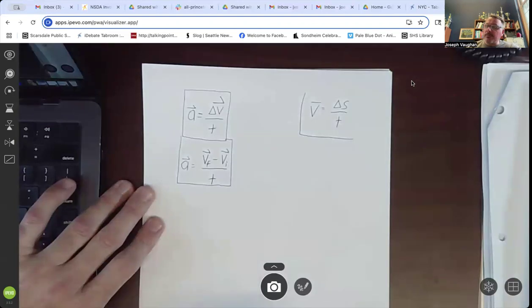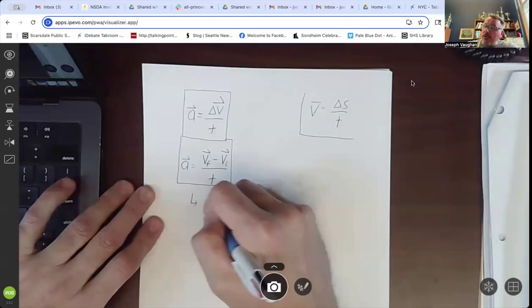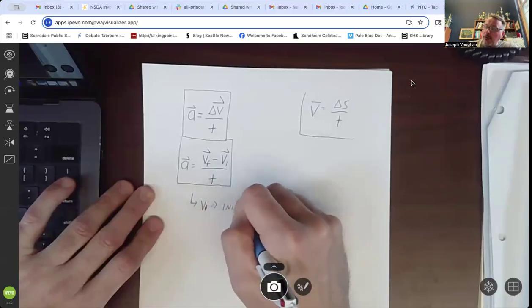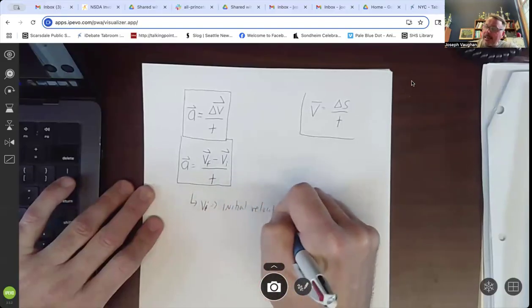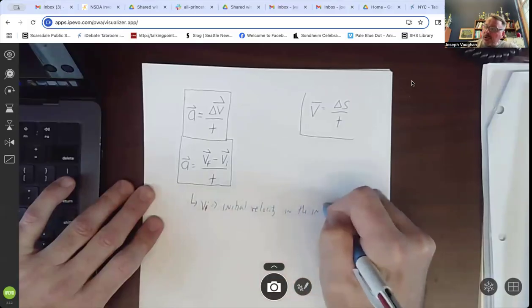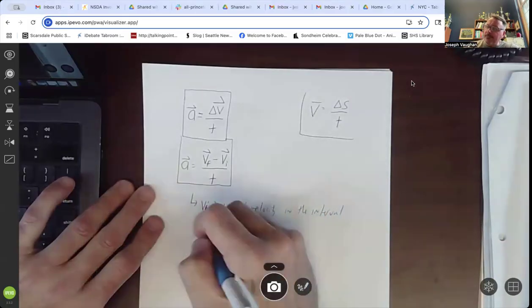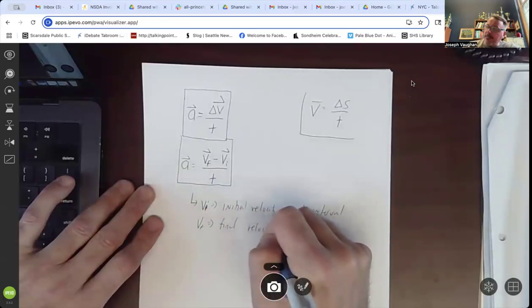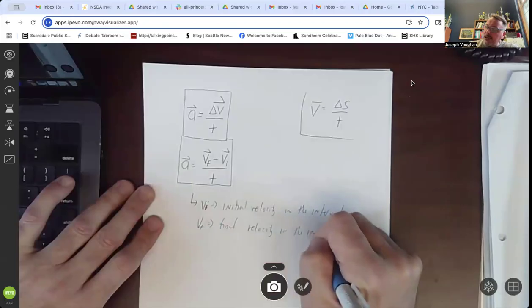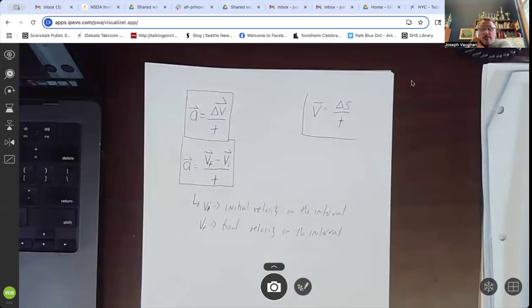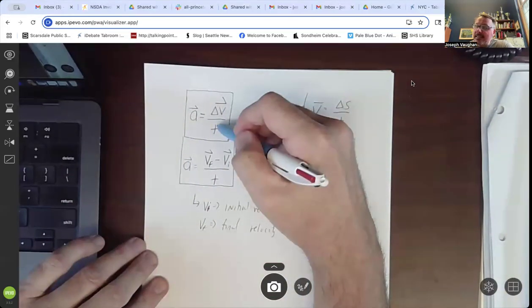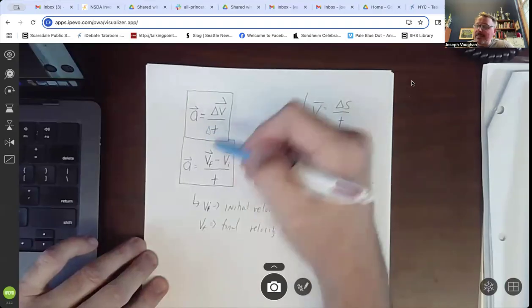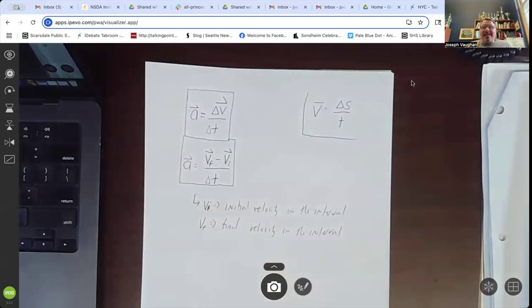So these are the same equation. But I want to define my terms a little bit more. So VI, excuse me, this is going to be the initial velocity in the interval. Okay, that's an important phrasing. The F is the final velocity in the interval. Because you might ask, why isn't this t in here a delta t? Well, technically it is. We're just not going to write it.